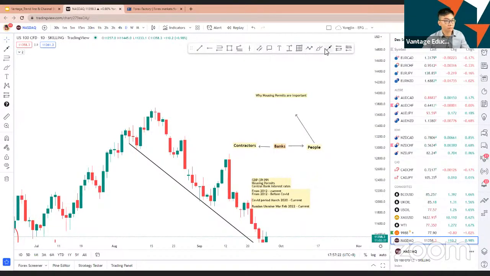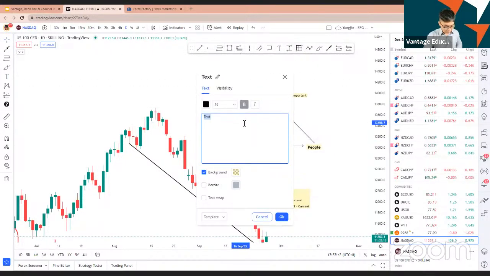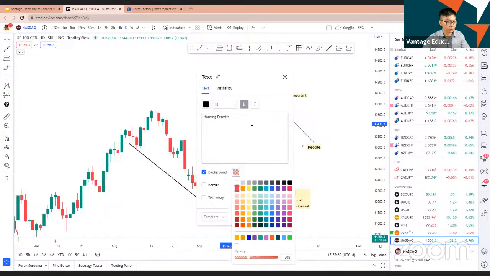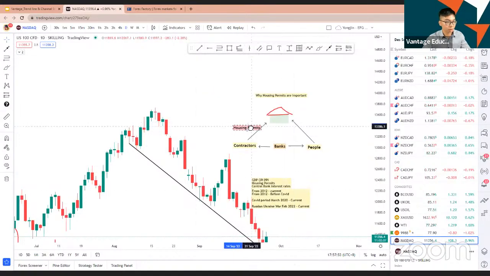And then let me draw a nice house. Okay, my drawing isn't that good. So we have a house. Then people can buy the house. Contractors borrow money from the banks and then they build the house. And they apply for housing permits. That is where housing permits come in. Let me draw it out in red. They apply for housing permits to build houses.